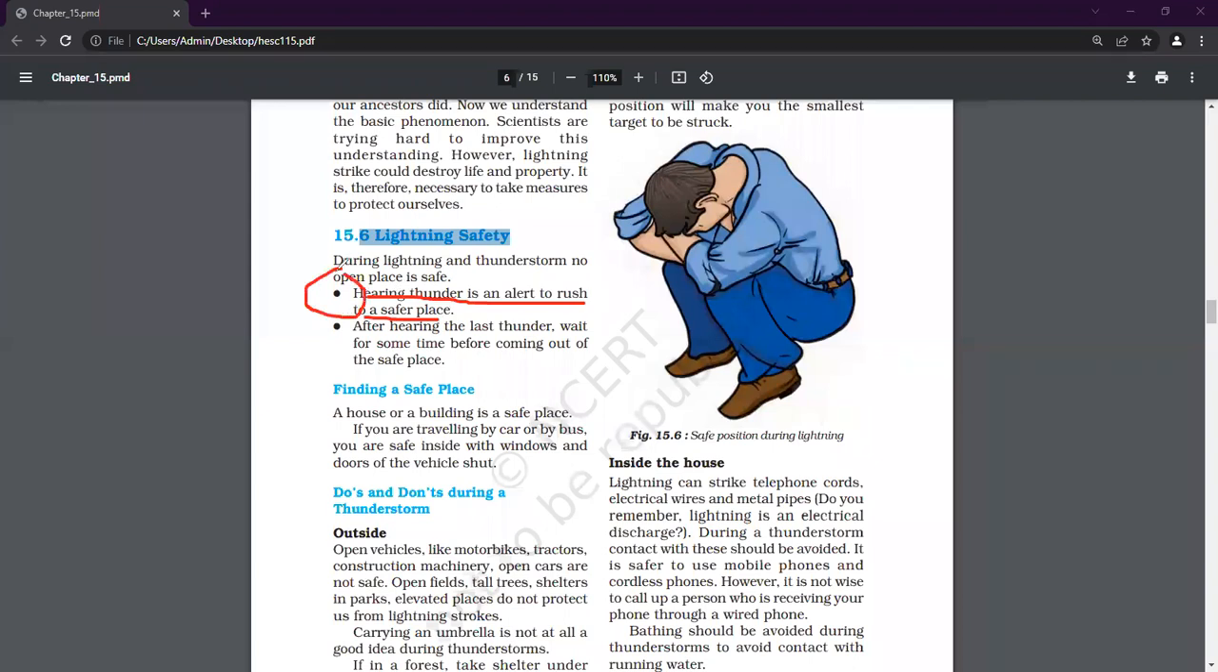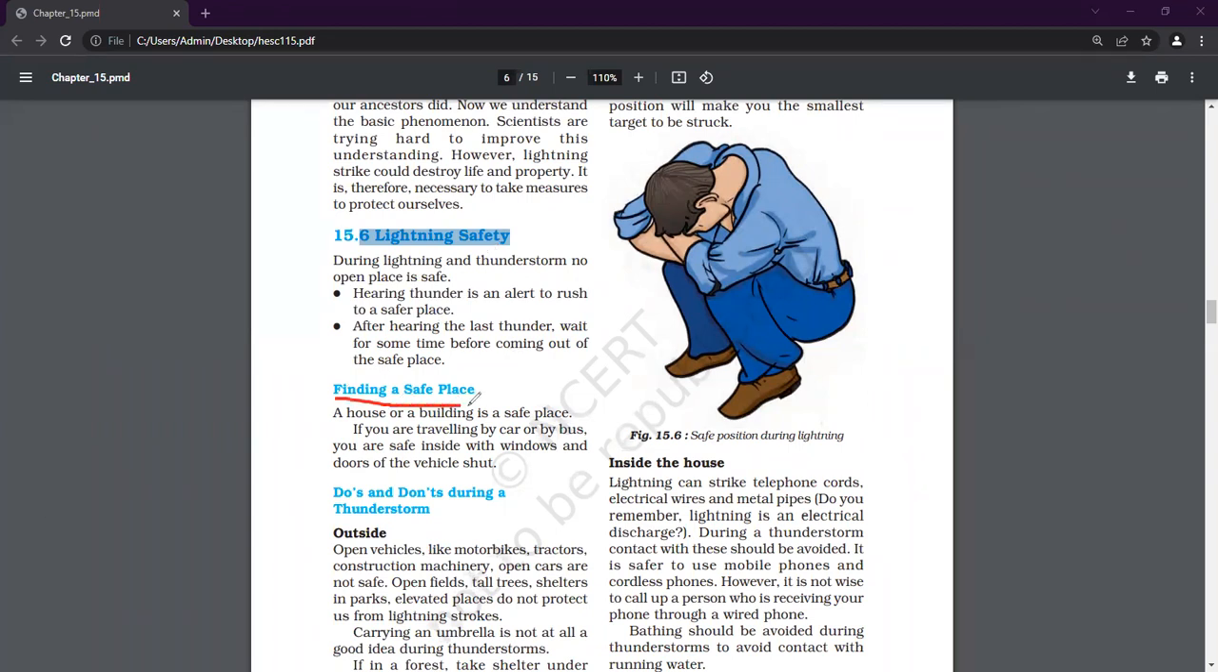As soon as you hear the thunder, as soon as you hear the sound of lightning, at that time you should rush to your safe place, your safe house. You have to rush there. After hearing the last thunder, wait for some time before coming out of the safe place. So if you are at a safe place, then you should stay at that place only. Wait until the lightning is completely over, and only then go out of the safe place.